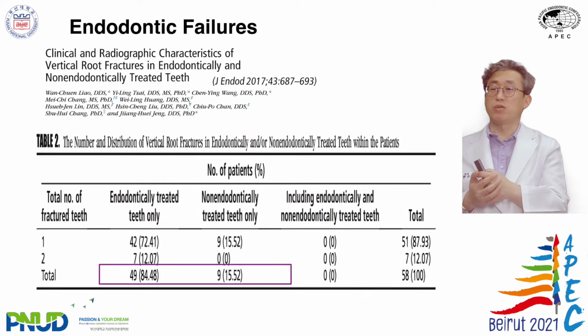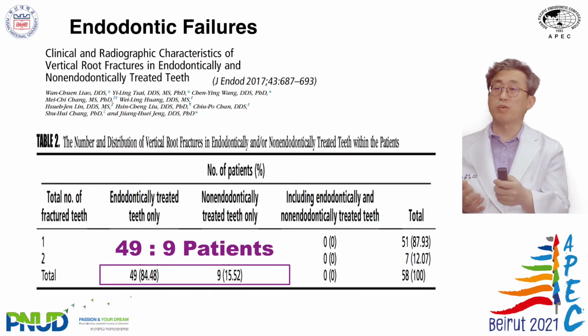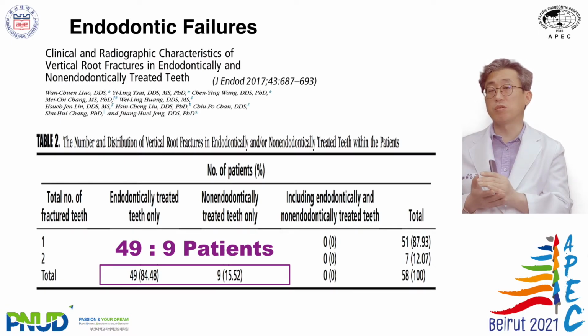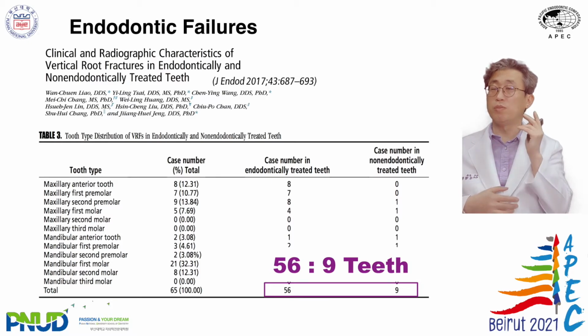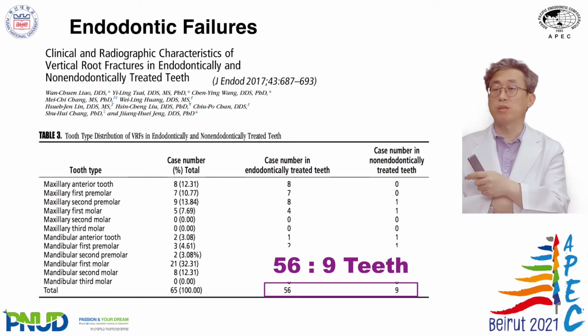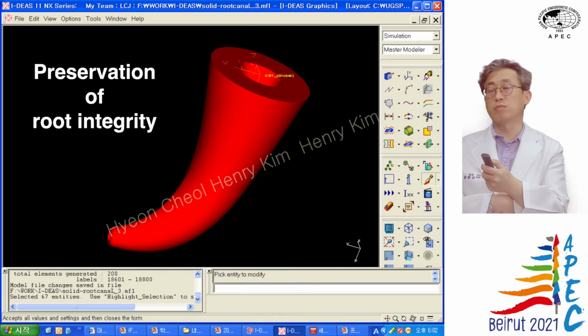This paper is quite new, recently published about vertical root fractures. It also reports that a 5 times bigger number of vertical root fractures was found in patients who have had root canal treatment. And in terms of teeth, endodontically treated teeth have 6 times more vertical root fractures. So we have to think that root canal treatment is highly related to vertical root fracture. Then we have to think about root integrity, the relation between endodontic treatment and root integrity.